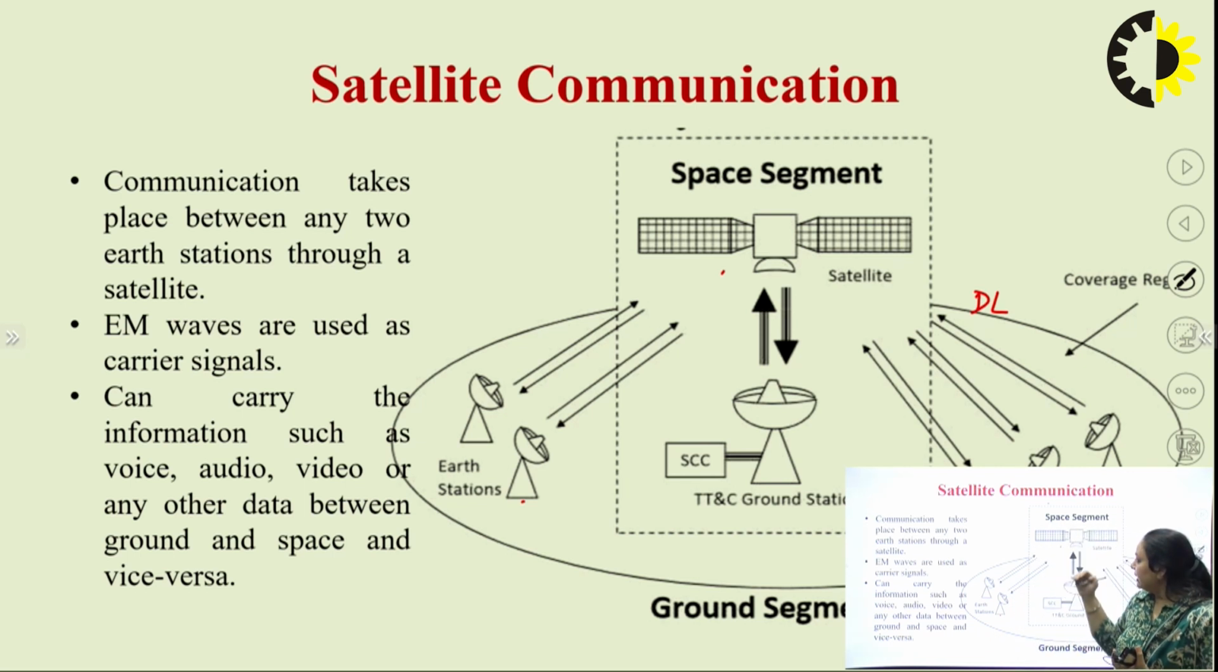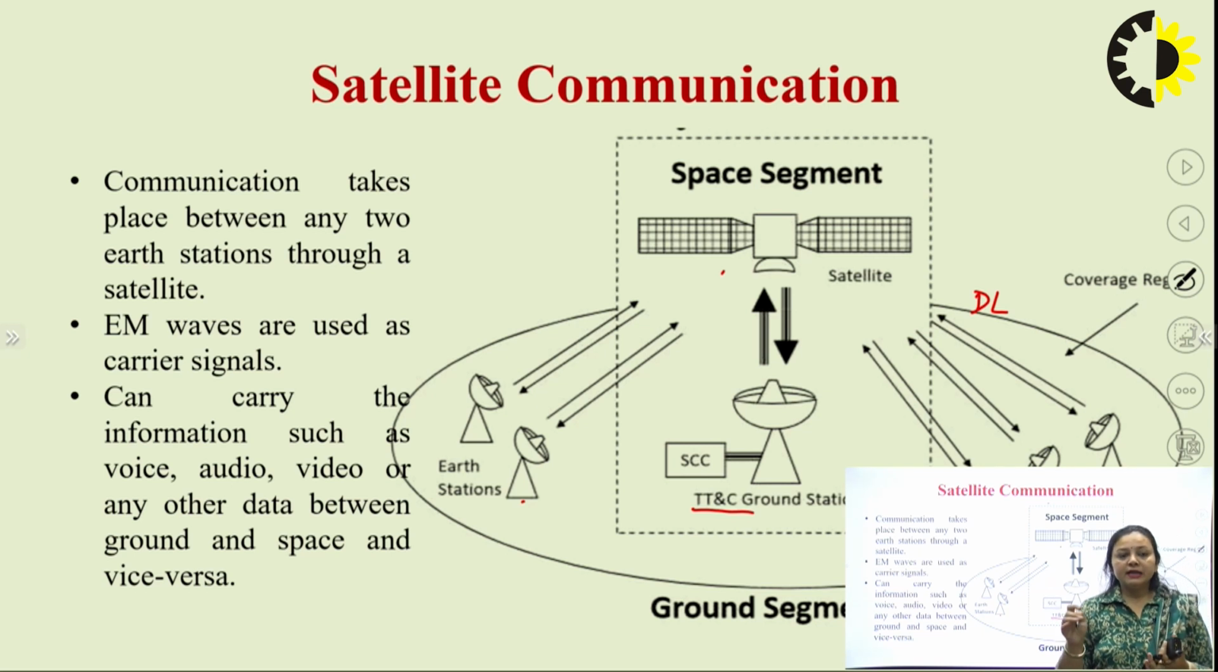Now, the satellite is already existing, and it is not necessary that the two earth stations which are communicating with each other are in the same region. So, the space segment, the satellite, needs to have some information and some control. This TT&C block, the telemetry, tracking and control block, exchanges the information.